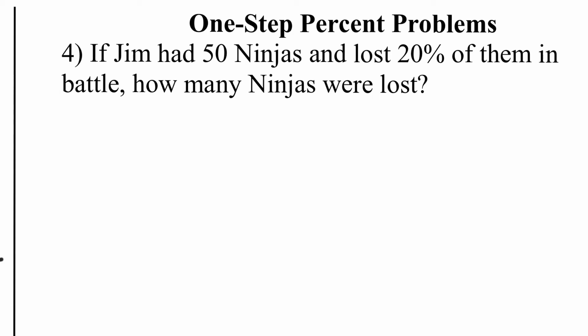1-step percent problems. If Jim had 50 ninjas and lost 20% of them in battle, how many ninjas were lost? This question is asking you to figure out what 20% is of 50. Percent means out of 100. So to find out the percentage of something, you simply multiply it. So we got 50 times 20% as a decimal, which is 0.20. If you multiply those together, you're going to get that he lost 10 ninjas. So this is not a multiple choice, so the answer is that he lost 10 ninjas.